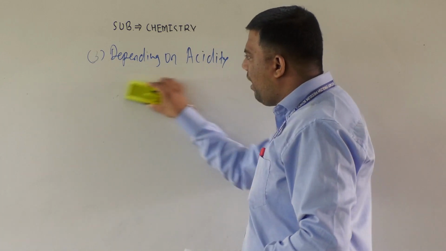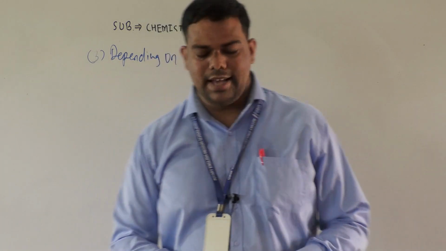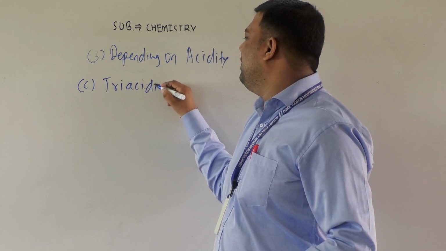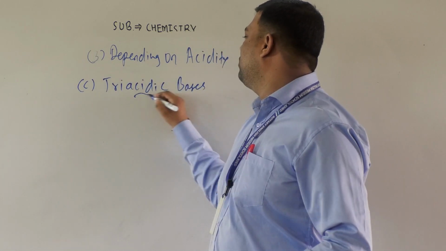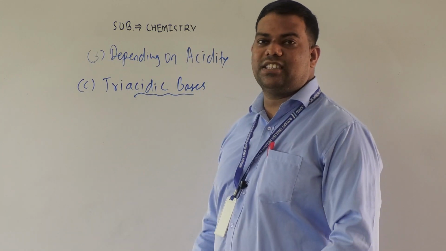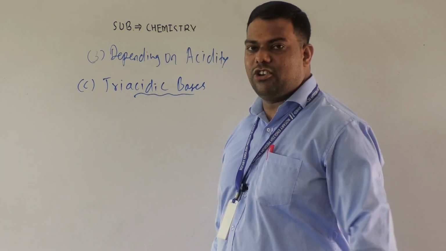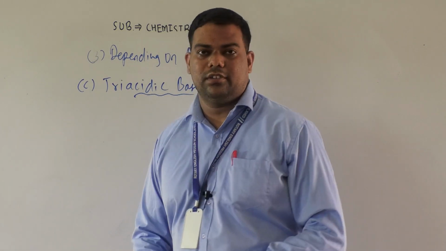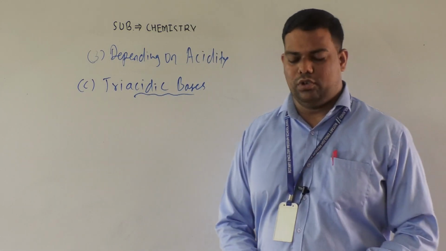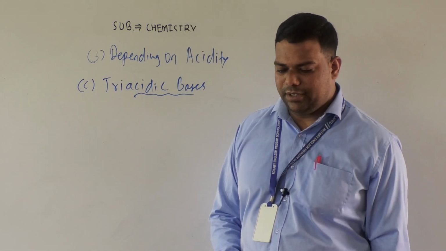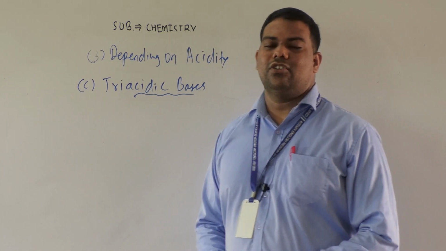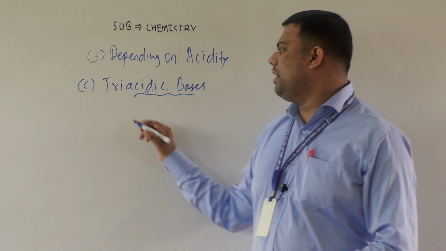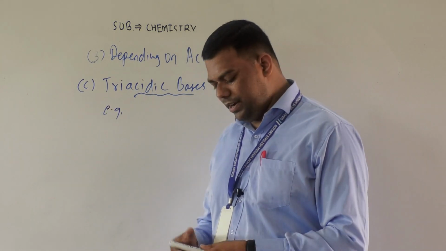Now, triacidic bases. Triacidic bases produce 3 OH minus ions per molecule on dissolving in water. Whatever I am saying, you have to write in your notebook. Understood? And make notes. Triacidic bases contain 3 hydroxyl groups. So we can write examples.